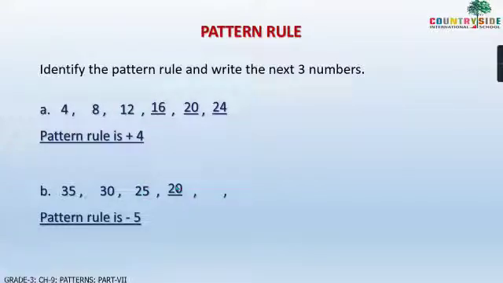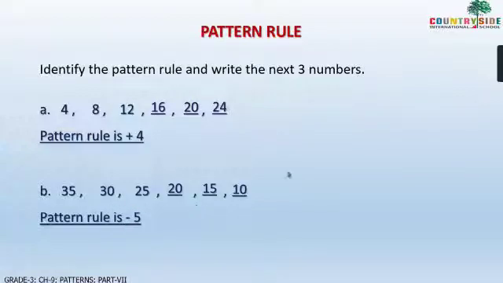Here after 25 what will come? 20. Then after 20 again there is a gap of 5 numbers and we will write 15. And then after a gap we will write 10. So the pattern rule is minus 5. So why is it minus 5, children? Because the numbers are written in decreasing order. Yes, that's why we are putting a negative sign here.